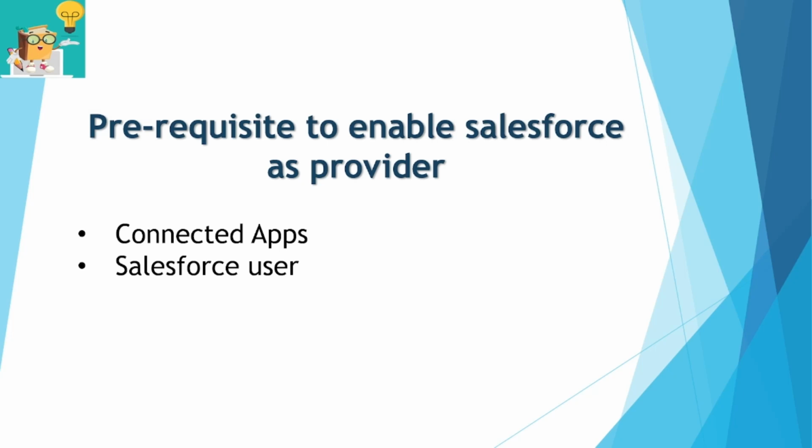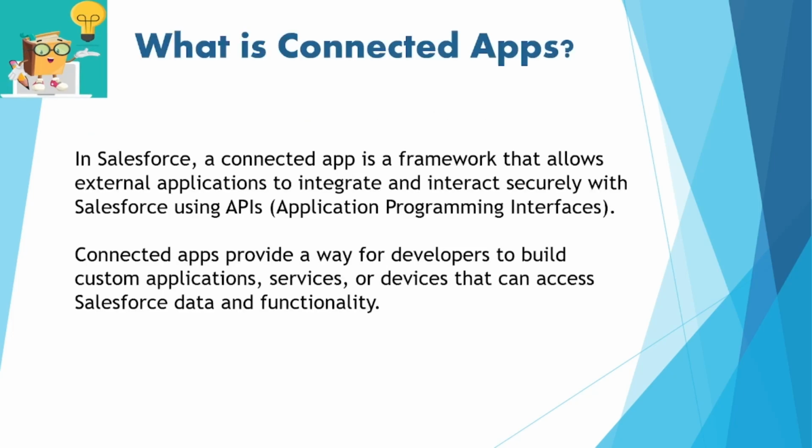Next is your connected app. So what is a connected app? A connected app is basically a framework that allows an external application to integrate with Salesforce. It provides you some auto-generated keys and an auto-generated secret text, by using which you can securely integrate with the Salesforce servers and execute the APIs of the Salesforce servers to get the data, or to do further processing if you want to do processing in Salesforce. So that's where your connected apps are used.